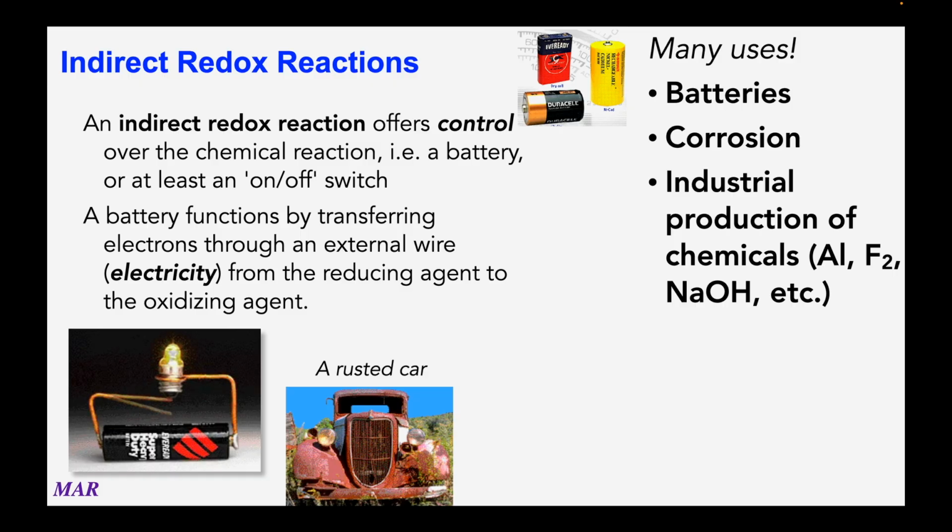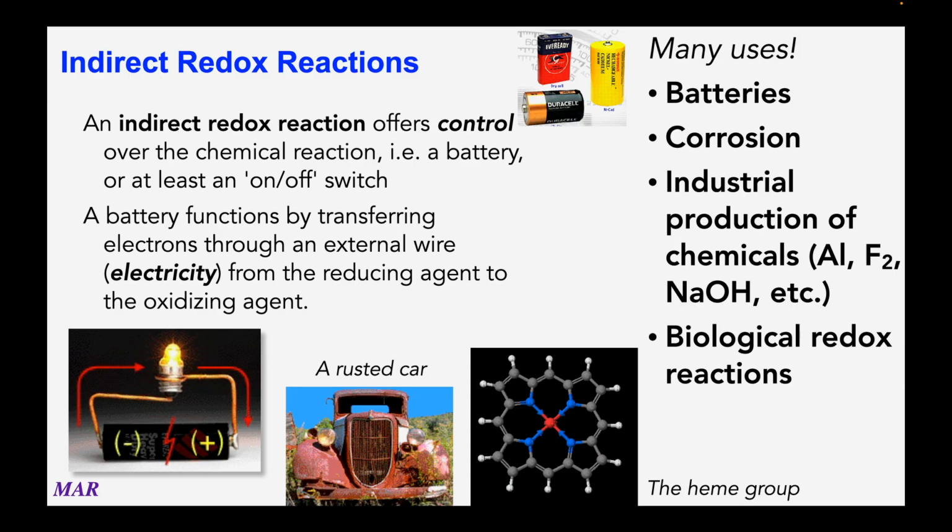Aluminum metal is not found in the wild. You only have aluminum 3+. However, if you take that aluminum 3+ and add electrons to it, you can make aluminum, and that's going to make all the aluminum we have in cars and in cans and all kinds of other uses for it. But it's more than just aluminum. Sodium hydroxide and fluorine and lots of the different chemicals we use come this way.